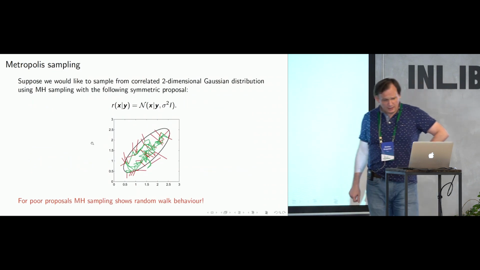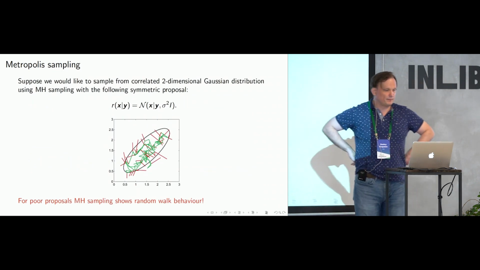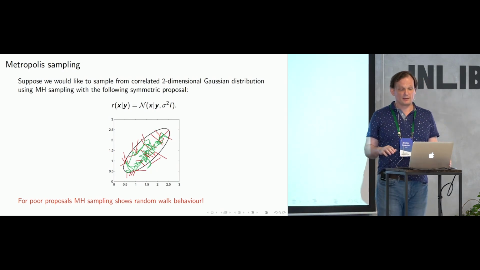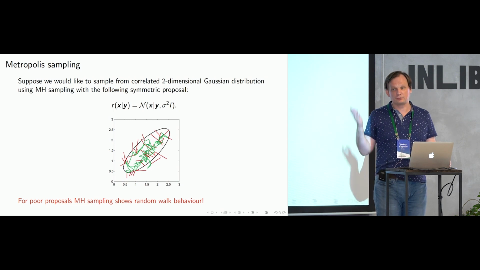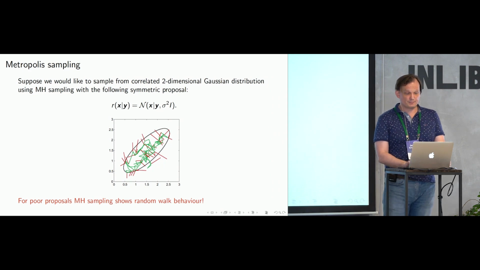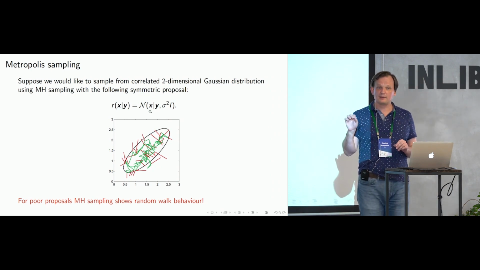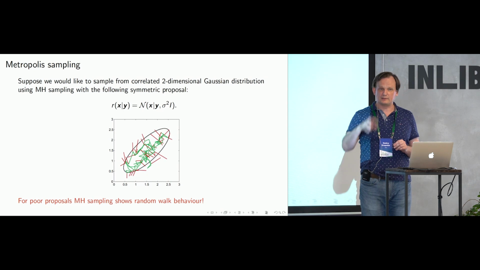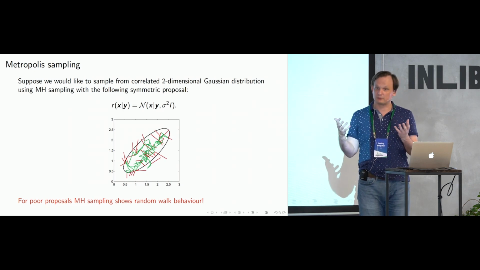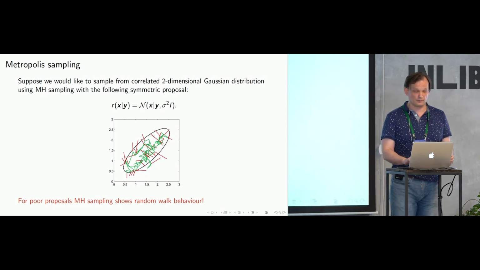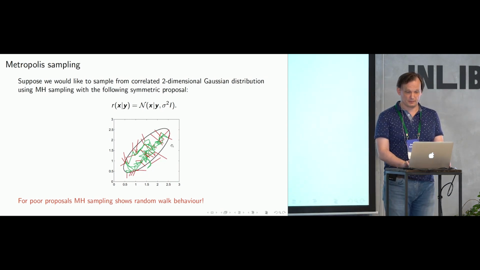So here is one example of applied Metropolis-Hastings, just the Metropolis scheme. Suppose we want to sample from a two-dimensional correlated distribution with a proposal that is isotropic Gaussian. So we have the current point. We draw the next point in the vicinity of this point from the isotropic Gaussian distribution, and then accept it or reject it according to the formulas for probabilities from Metropolis sampling.